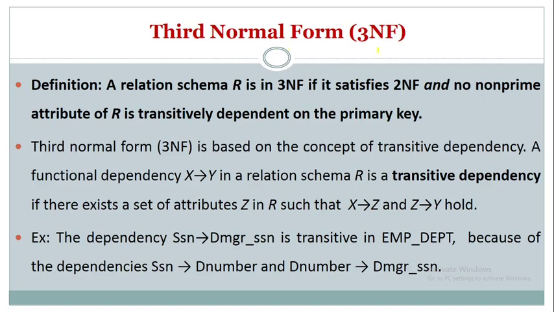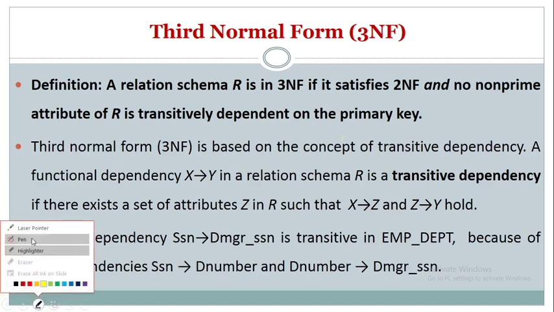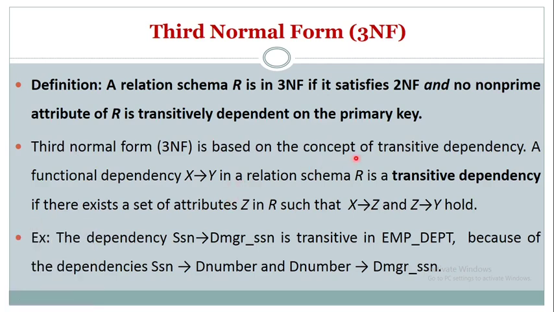Let us understand the third normal form. Here's the definition. A relation schema R is in third normal form if it satisfies second normal form and no non-prime attribute of R is transitively dependent on the primary key. Third normal form is based on the concept of transitive dependency. A functional dependency X tends to Y in the relation schema R is a transitive dependency if there exists a set of attributes Z in R such that X tends to Z and Z tends to Y hold. That is called a transitive dependency.